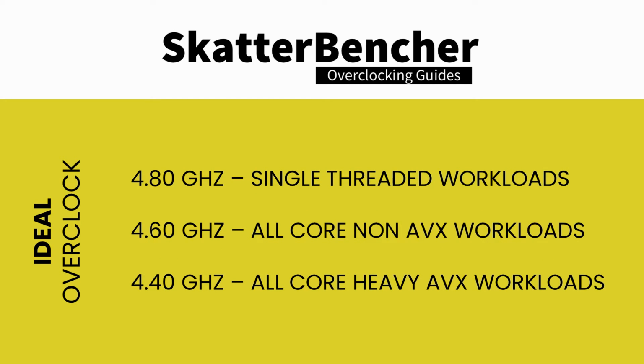In an ideal scenario, here's how this Ryzen 7 3800 XT would likely be able to overclock. Single-threaded workloads, 4.8 GHz, all-core non-AVX workloads, 4.6 GHz, all-core very heavy AVX workloads, 4.4 GHz. So if you stick to an absolute worst-case scenario, you'll have to settle for a 400 MHz deficit in single-threaded workloads.